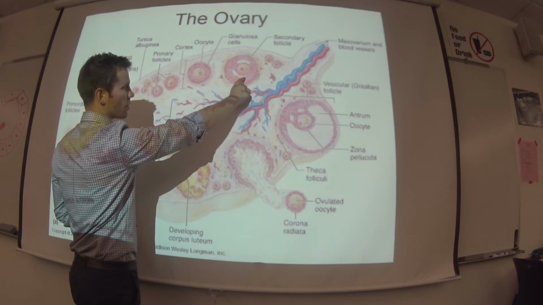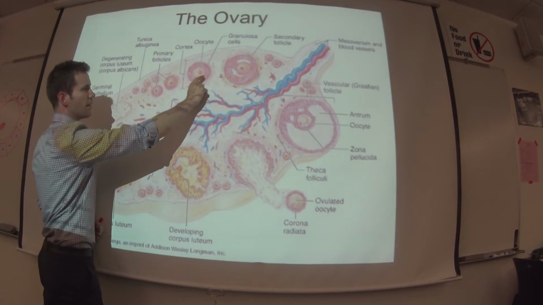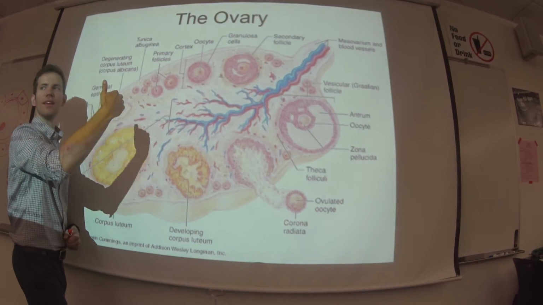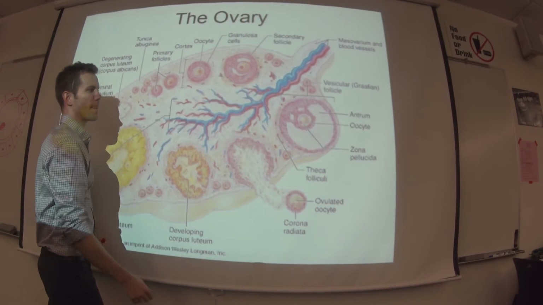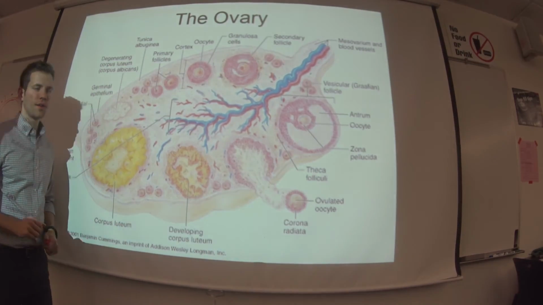Here's our secondary follicle here. This is a good representation of one. Primary, here's the beginnings of this antrum. Just these little cracks begin to form. Now we know it's no longer primary, it's now a secondary. Then here's a big, beautiful mature follicle right there.